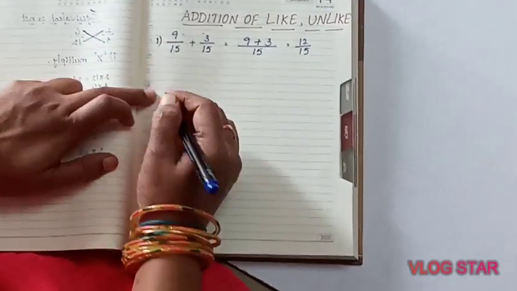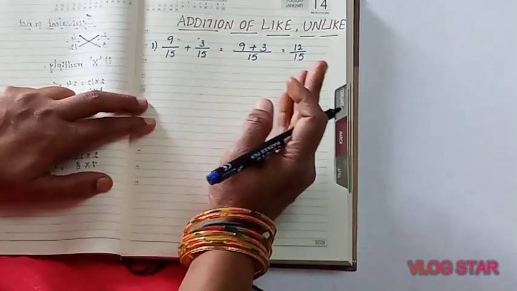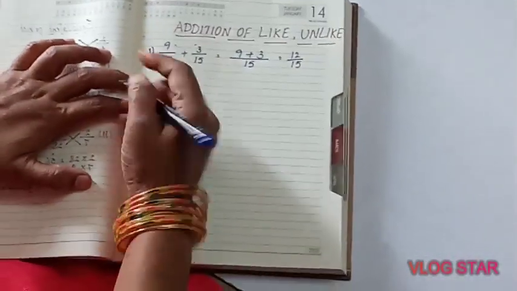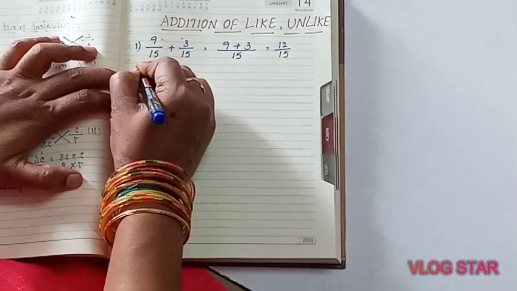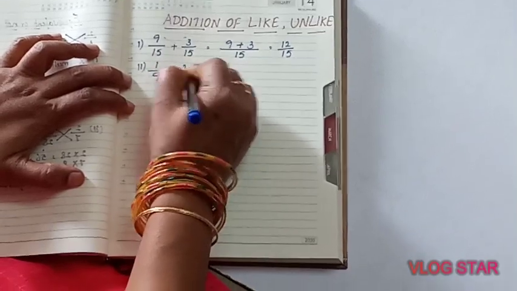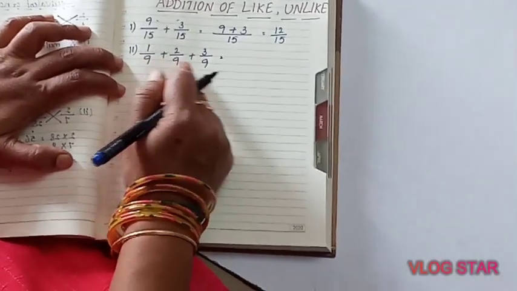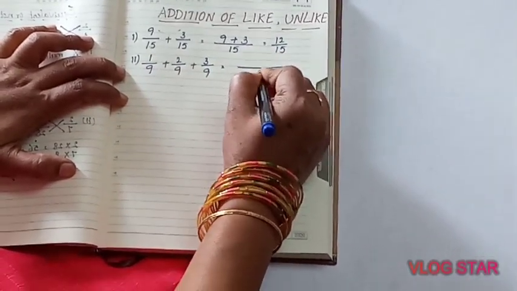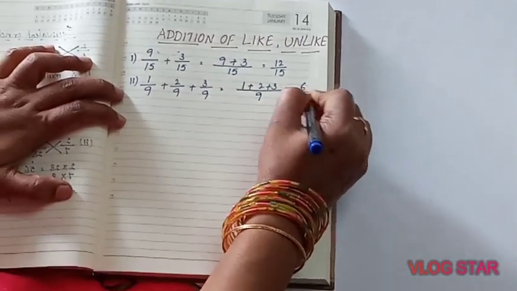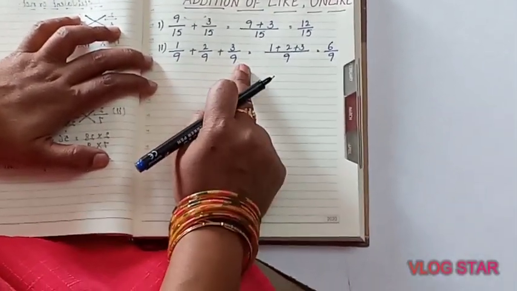This is possible only in the case of like fractions. You can take as many fractions as you like, but the condition is they must be like. Next we will try with three fractions: 1 by 9 plus 2 by 9 plus 3 by 9. Here also all have the same denominator 9. Take 9 only a single time. 1 plus 2 plus 3 is 6 by 9. So this is the sum of 1 by 9 plus 2 by 9 plus 3 by 9.